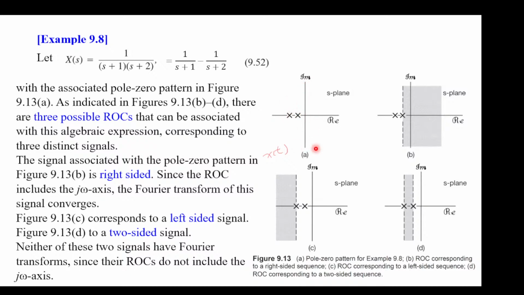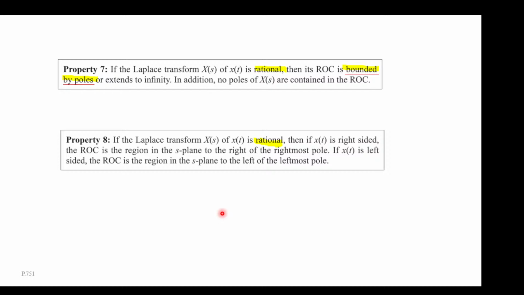Because the ROCs are strips bounded by the poles, we can just look at the real coordinates of those poles and read out the ROC. We see that the ROC can be either the right-sided part, the middle part, or the left part. Because there are two poles, there are these three ROCs here.